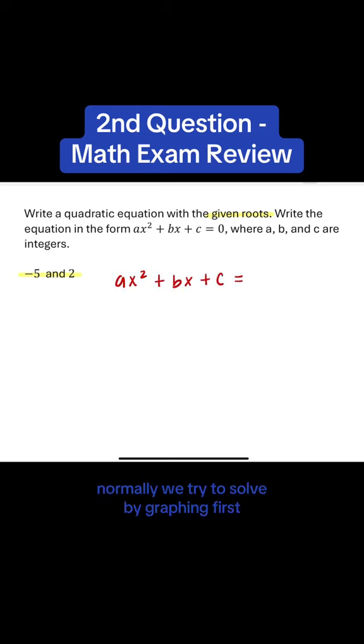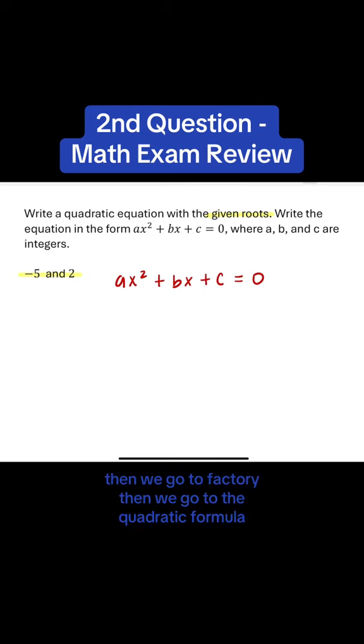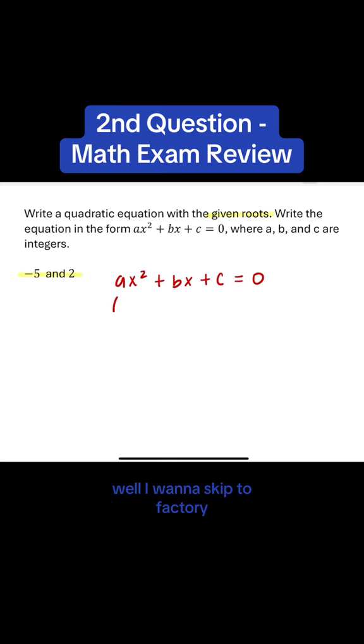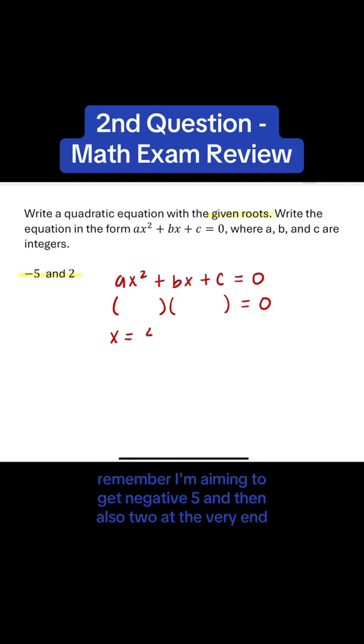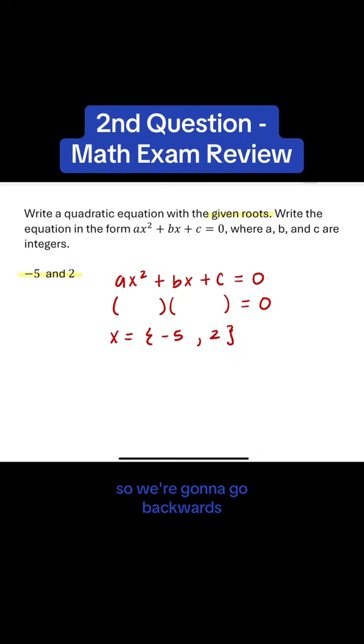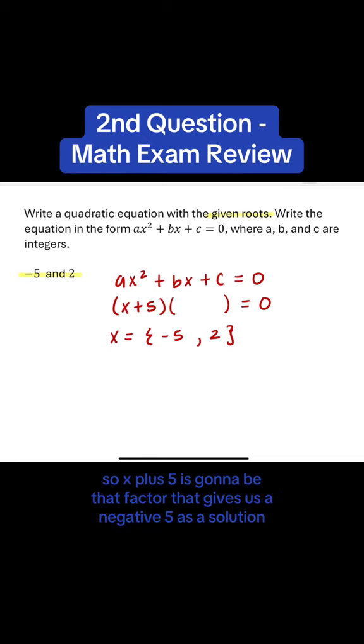And think about it, normally we try to solve by graphing first, then we go to factoring, then we go to the quadratic formula. Well, I'm going to skip to factoring. So if I write my factors here, remember I'm aiming to get -5 and then also 2 at the very end. So we're going to go backwards, okay? So what factor gave us -5? Well, you're going to do the opposite. Since you have a -5, we're going to use a +5. So x plus 5 is going to be that factor that gives us a -5 as a solution.